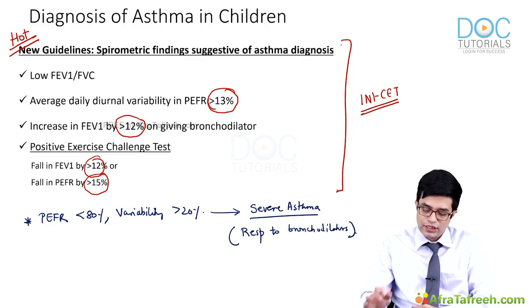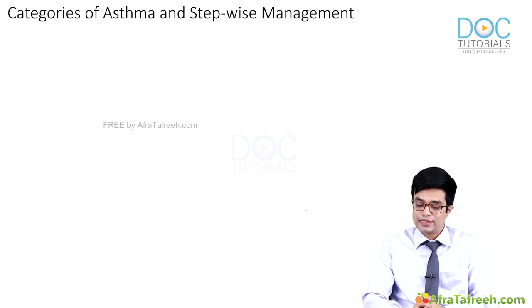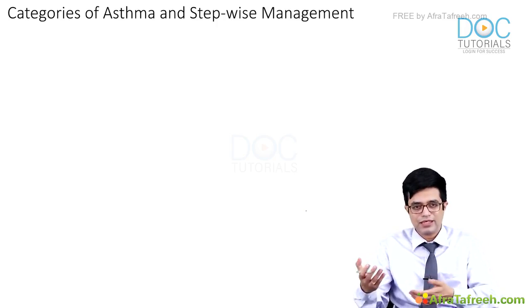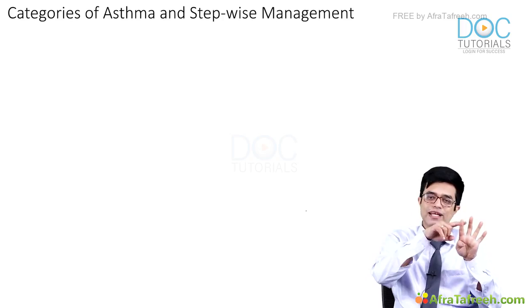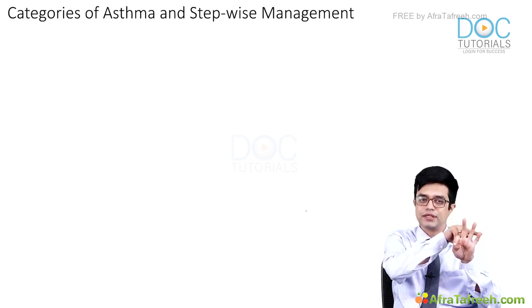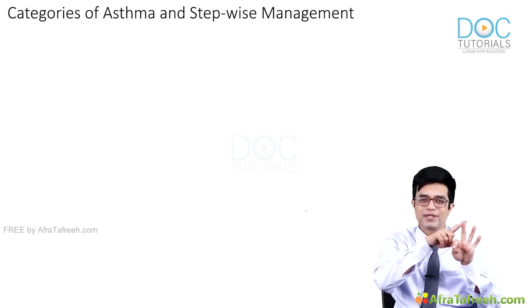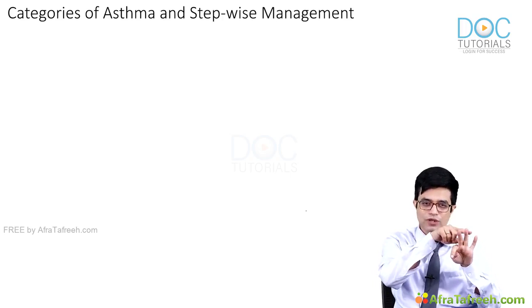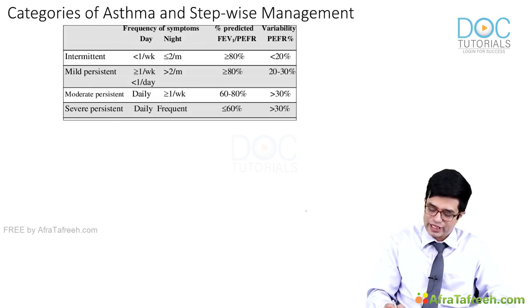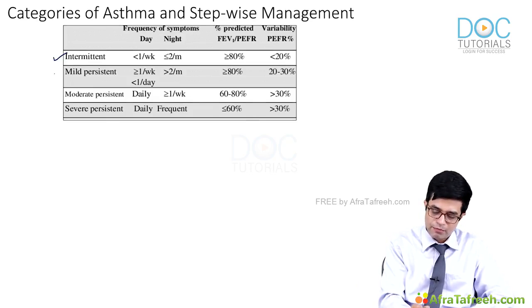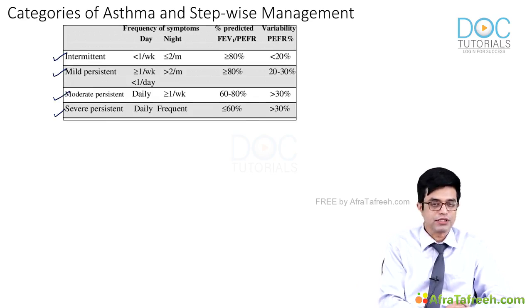Now coming to the categories of asthma and the stepwise management. There is a small table you can remember. The more things you are able to put in this table, the better your category will be. There are 4 categories of asthma: 1 intermittent and 3 persistent. Intermittent is always mild. Persistent can be mild persistent, moderate persistent, or severe persistent.